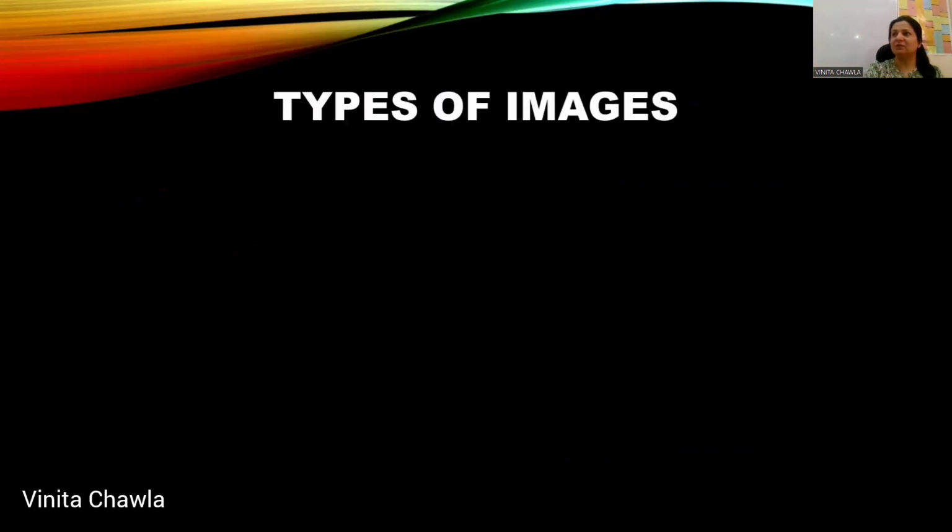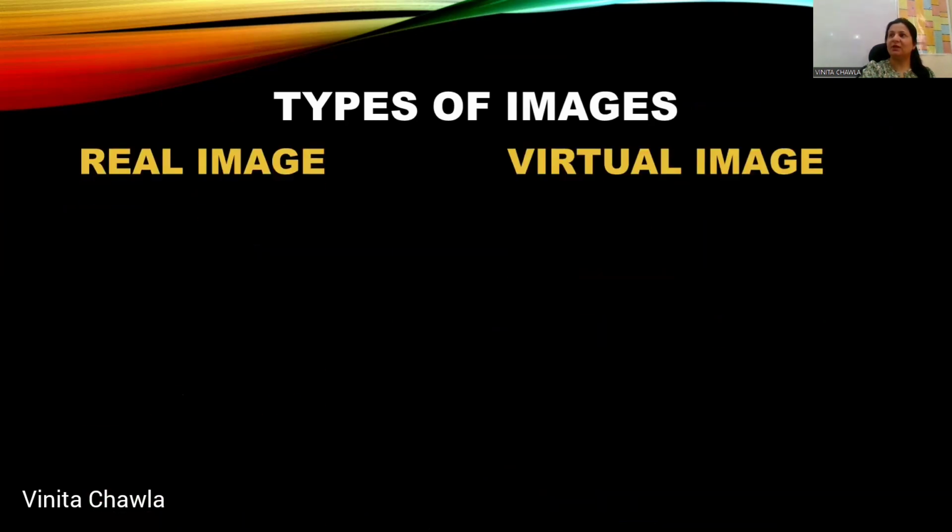Next, we have types of images. There are two types of images, virtual and real. The video that I had shown you just now was of a candle flame, and the image of the candle flame was formed on the paper. Was the image erect or upside down? It was upside down. The candle flame was like this, and when we saw the image on the paper, it was upside down.